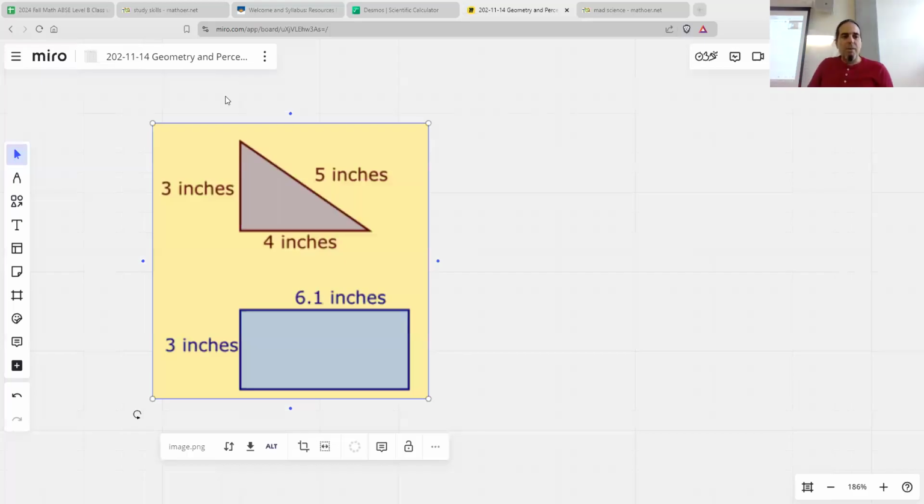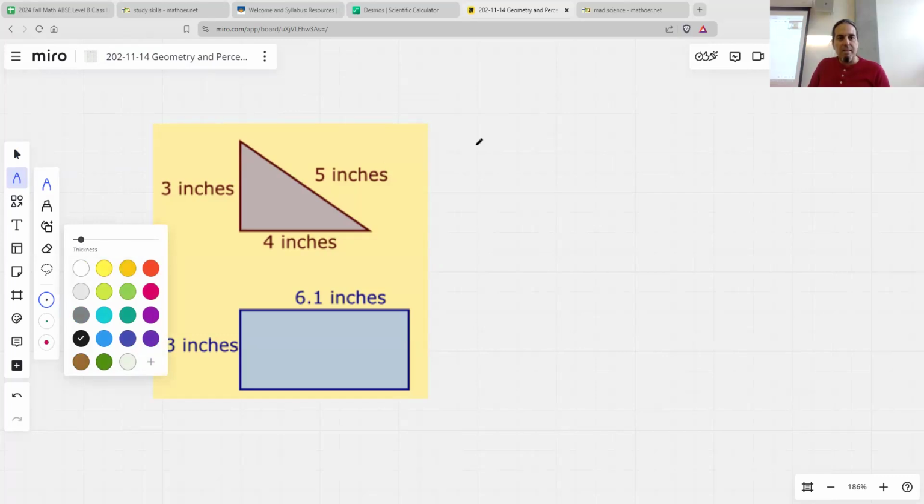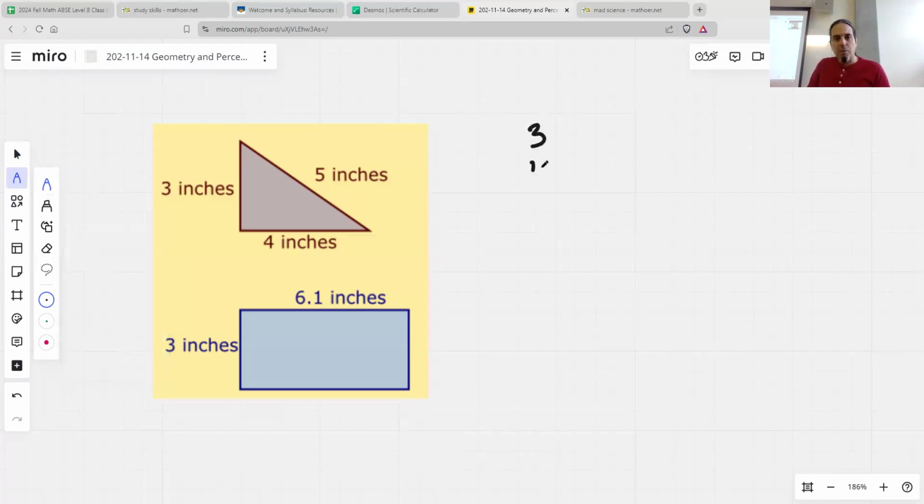So for the top one, we just added them up. Make this a little less thick. So 3, 4, 5. 4 and 5 is 9, 10, 11, 12.